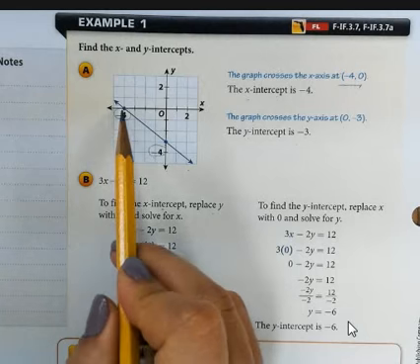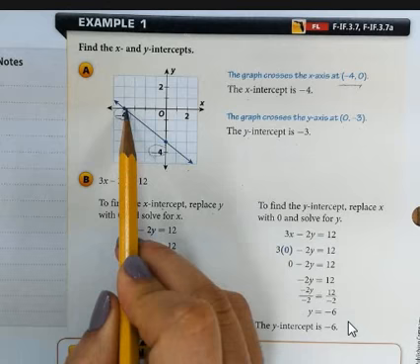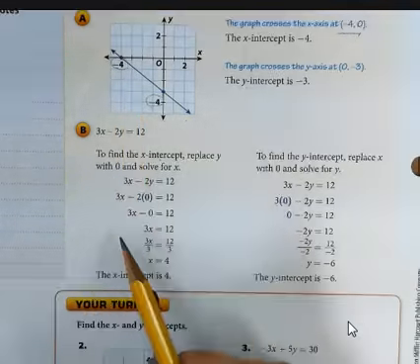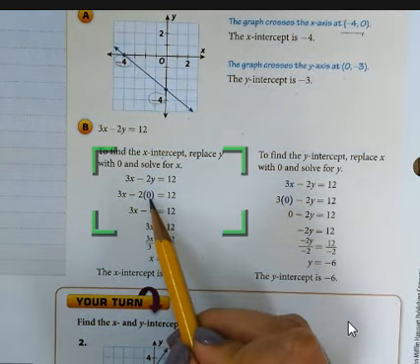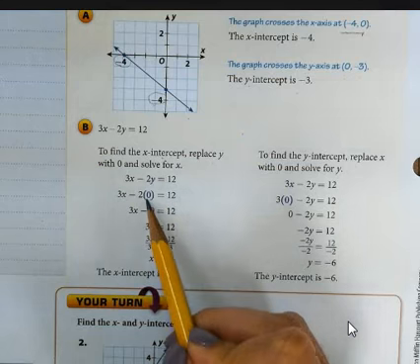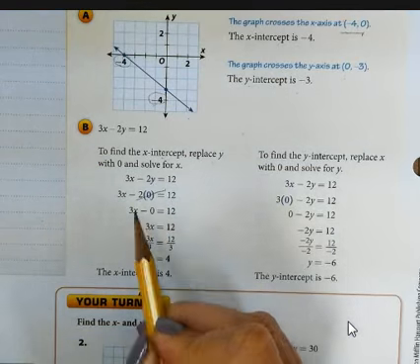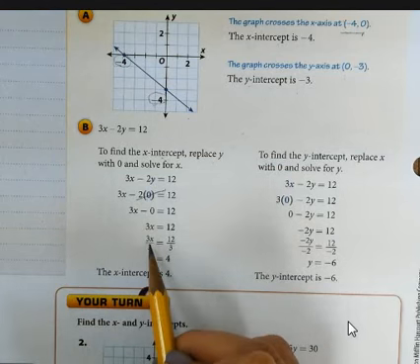You substitute your y value with 0. That cancels out, and you're left with 3x equals 12. You divide both sides by 3 to get x by itself, and 12 divided by 3 is 4. So the x-intercept of this line is 4, or 4, 0.